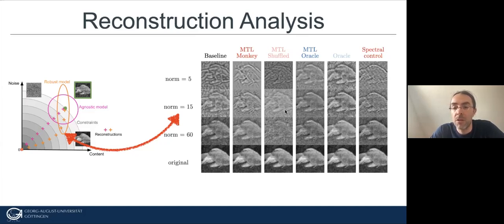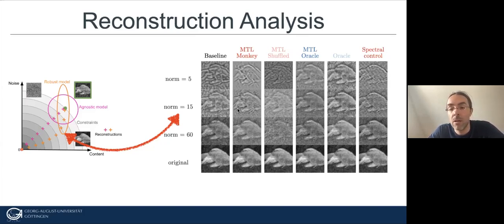Same with the MTL shuffled, our control network that shouldn't be good. And yeah, you cannot see the fish nicely. These are our Oracle models, the models that we use as a control that cheat a little bit. And you can see that they seem to reconstruct the fish much better. So basically we care more about content than about noise.